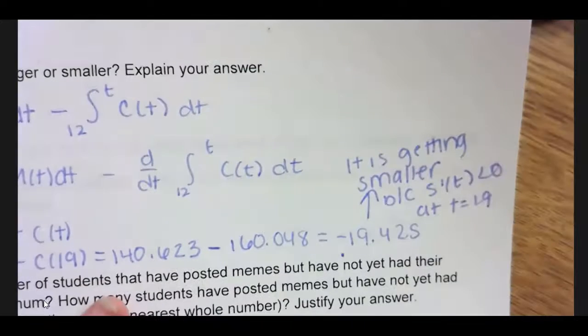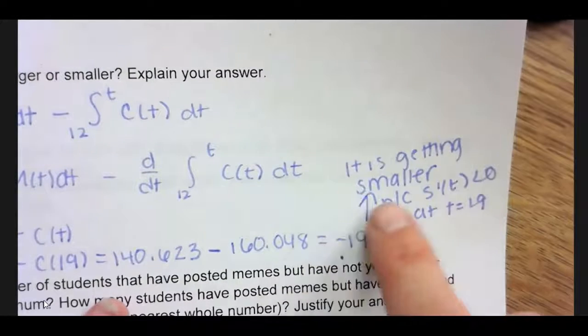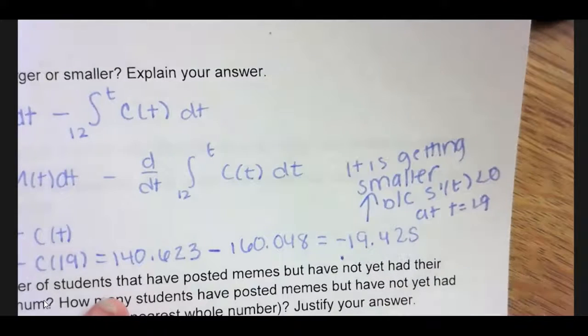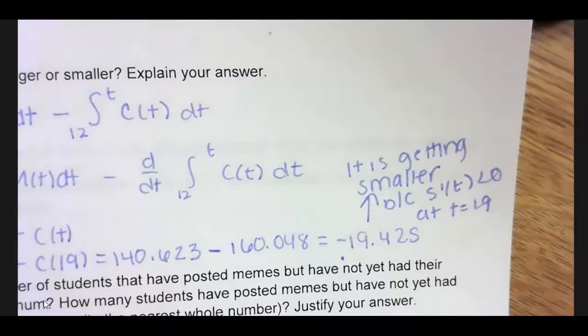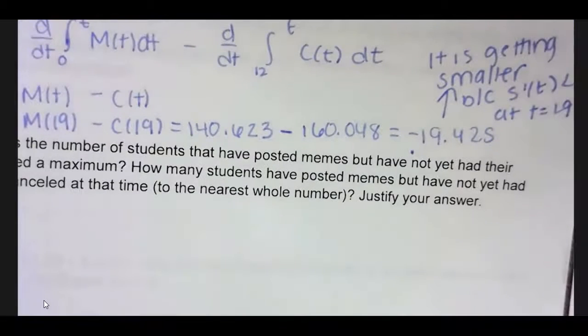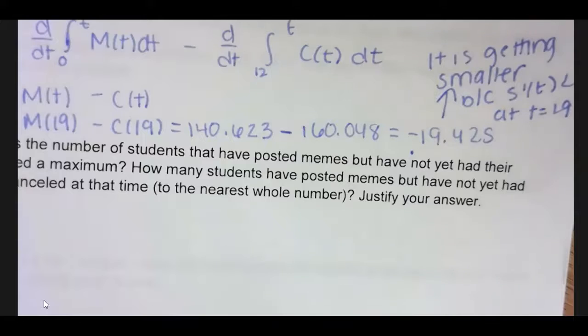And if you wanted to justify it out, you'd say it is getting smaller because s prime of t is less than 0 at t equals 19. And then part C, at what time is the number of students that have posted memes but have not yet had their scores canceled a max? At what time would a max occur?